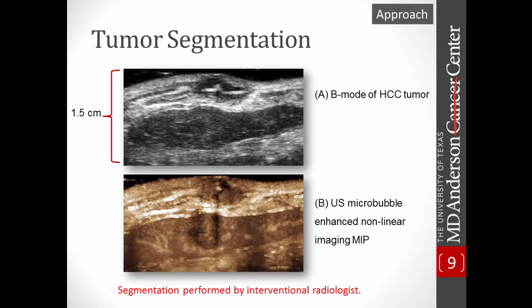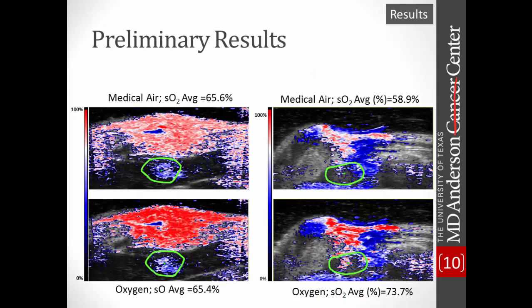Tumor segmentation also tended to be a bit difficult. We didn't get really nice contrast in our B mode. The lateral aspect really was not visible. What we noticed is in the MIP, we could see the vasculature quite nicely, and so it allowed for easier segmentation by the interventional radiologist. So we used our MIP imaging for segmentation.